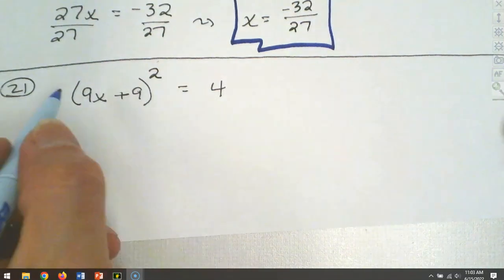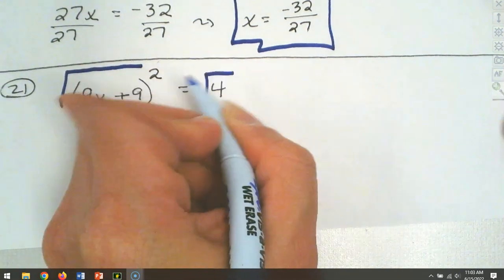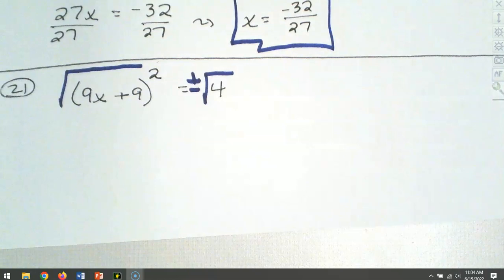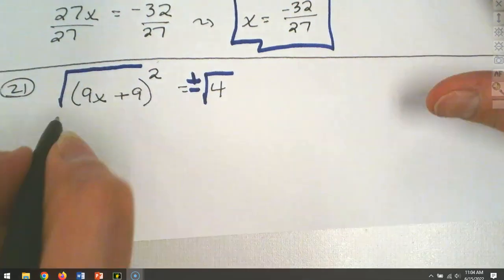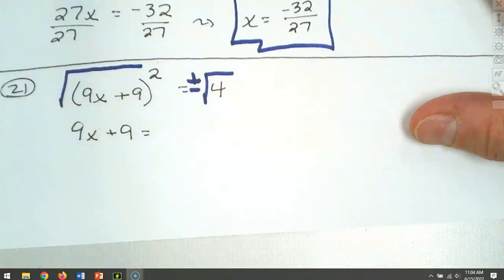Now, what undoes a square? It's the square root. And whenever I take a square root, that induces a plus or minus. So always remember that. The left-hand side is going to come out as a 9x plus 9. So that's done. The right-hand side, we still have a plus or minus. And what about 4? What's the square root of 4?